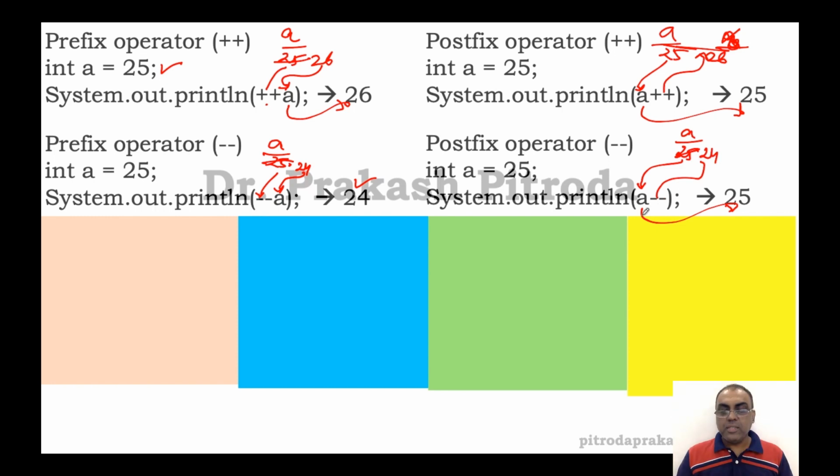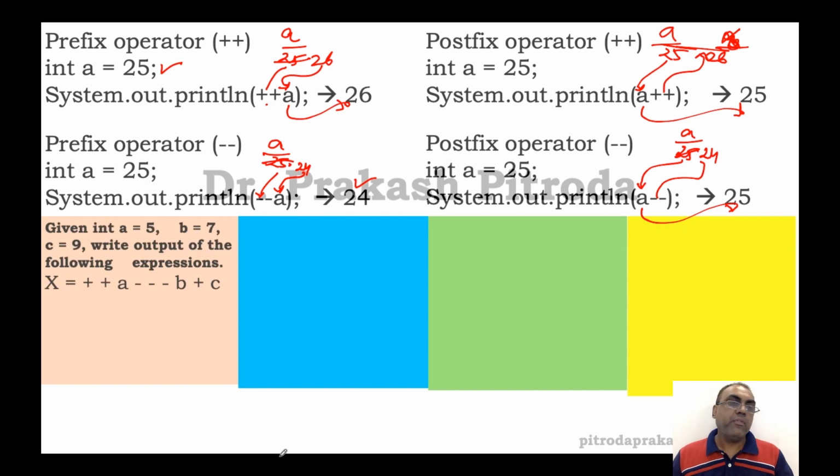Now let us apply this in the program. I'm going to give you a pause in between, or rather, you have to take a pause. You can solve this and then check your answer. The first one I'm going to solve; the second, third and fourth you can also pause your screen, try on your own and then check your answer. So the first one says, given a equal to 5, b equal to 7 and c equal to 9, write the output of the following expression. This is a simple question.